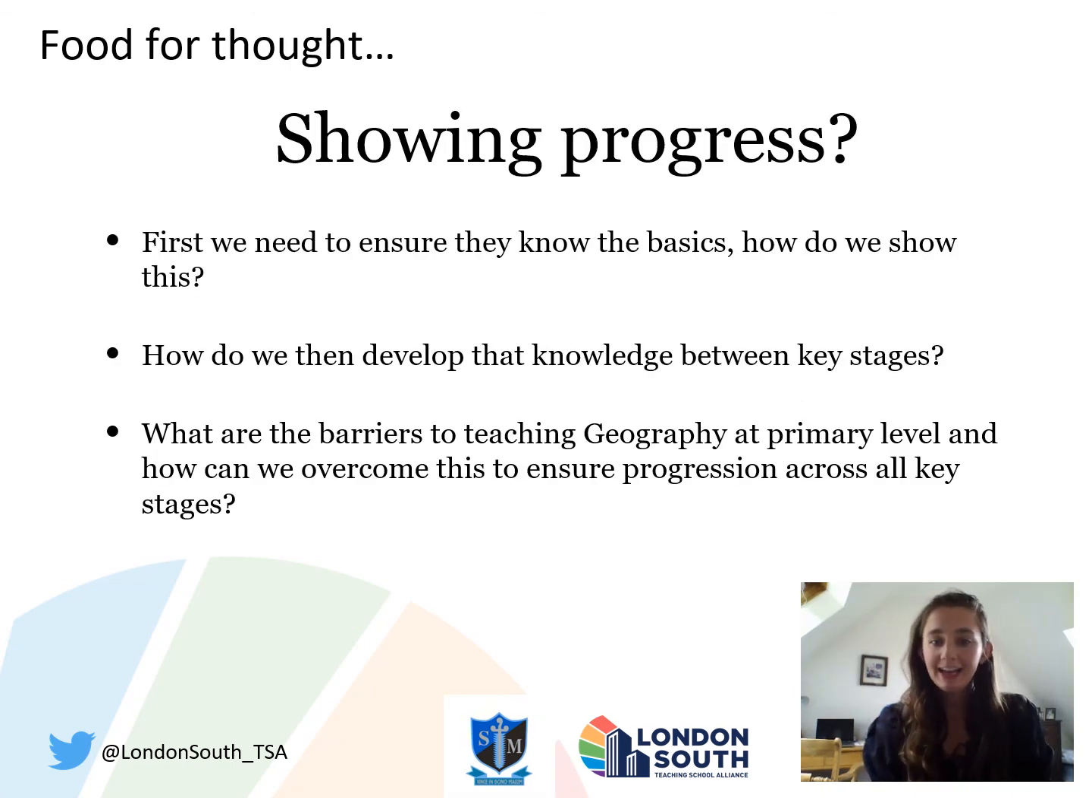Right, finally, I'd like to leave you with a couple more questions to think about. Now that we have a more in-depth understanding of what progress in geography looks like, how can we show that that progress is being made? We need to ensure they know the basics. How do we show that they know the basics? How do we then develop that further between the key stages? And then what are the barriers to teaching geography at primary? And how can we overcome this to ensure that there is progression across all key stages?